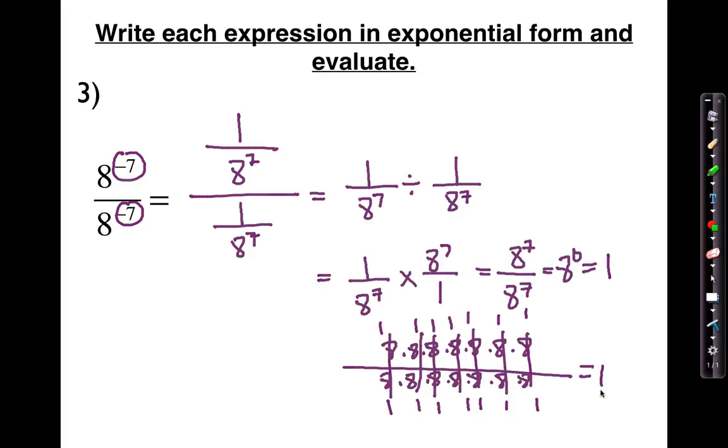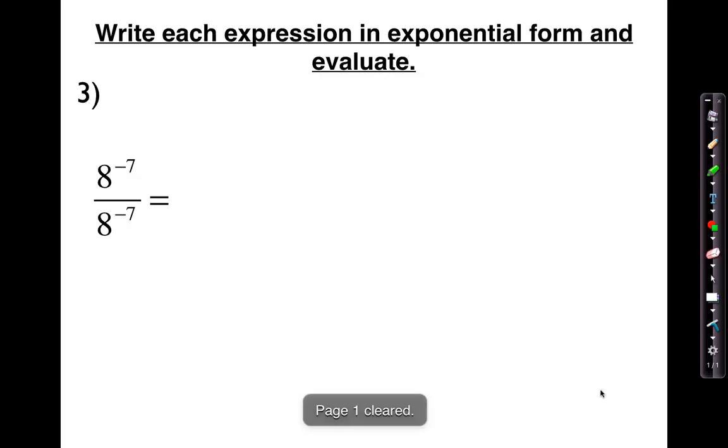Now, I know what some of you are thinking. You're probably thinking since the beginning, 8 to the negative 7th divided by 8 to the negative 7th, you're dividing it by the same number, and we know anything divided by the same number is just 1. So let me give you an example. 8 divided by 8 is 1. 9 divided by 9 is 1. 9,200 divided by 9,200 is 1. Anything divided by itself will always be 1.